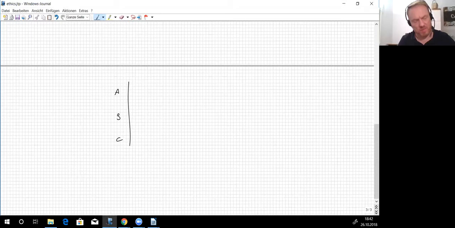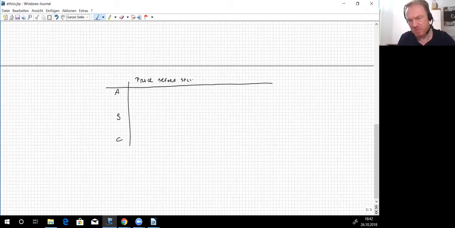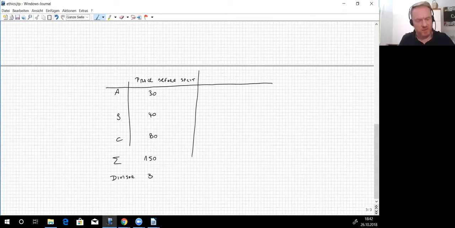If we have a table and we take a look at three different securities, there is the price before the split, because we want to stress a certain stock split. For example, 30, 40, and 80, which is, as a sum, 150. And given the divisor of 3, the price index is 150 divided by 3, which is equal to 50. So the index value, first of all, is equal to 50.